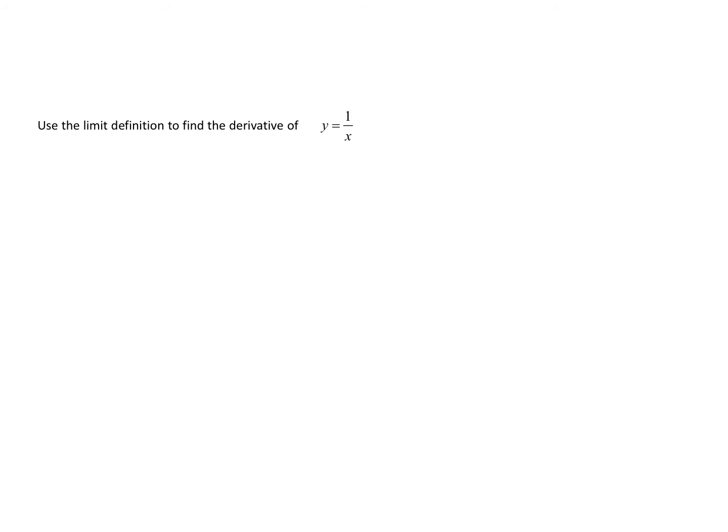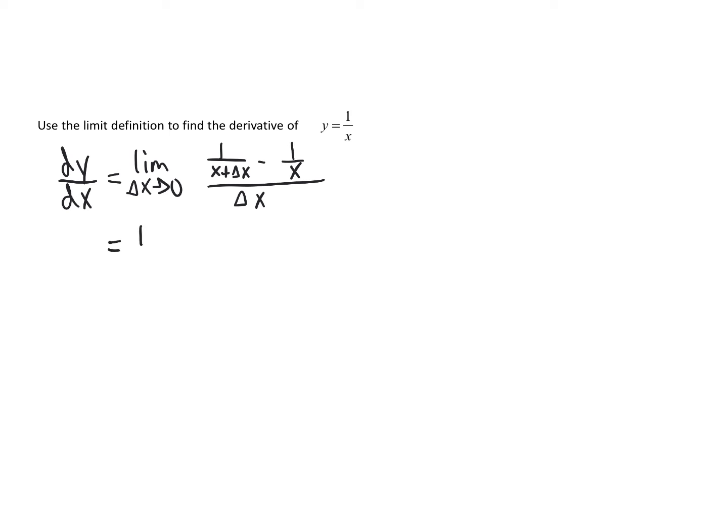Now, this last example involves finding the derivative using the limit definition of derivatives. So we take the limit as delta x goes to 0 of 1 over x plus delta x minus 1 over x, all divided by delta x. We can start simplifying. In this case, we're going to need a common denominator, which in this case will be x plus delta x.